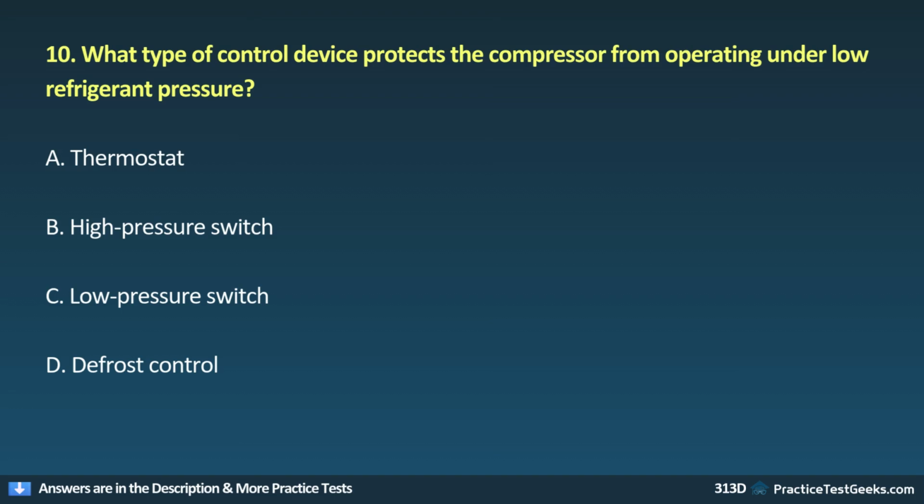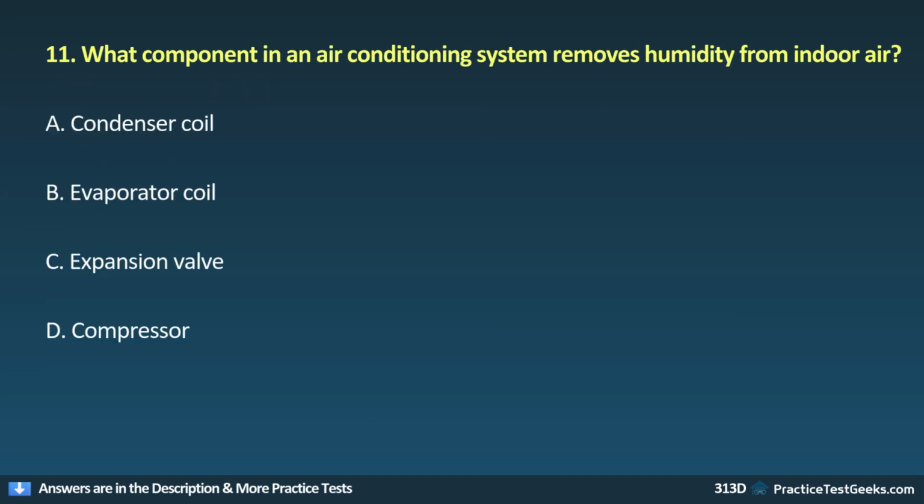10. What type of control device protects the compressor from operating under low refrigerant pressure? A. Thermostat. B. High pressure switch. C. Low pressure switch. D. Defrost control.